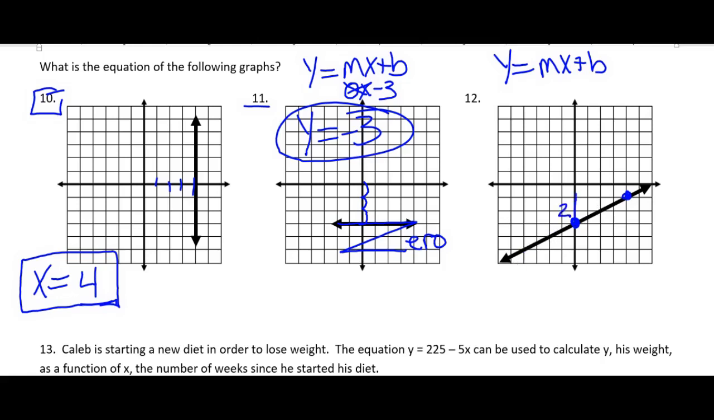Count the rise, count the run, and divide rise over run. You must reduce your fraction if you want to get it right, which comes out to be 1/2. So y equals 1/2 x plus b. Our y-intercept here is, again, down 3, so minus 3. There's our equation.